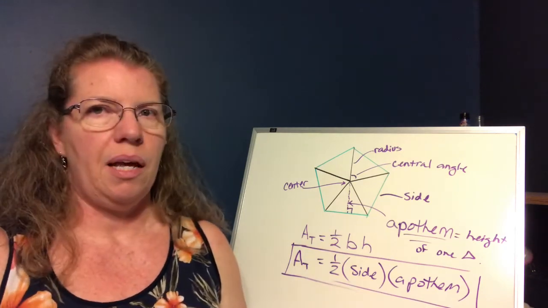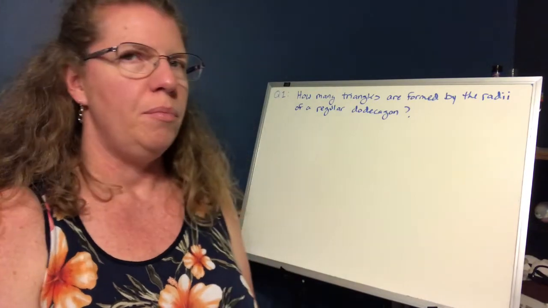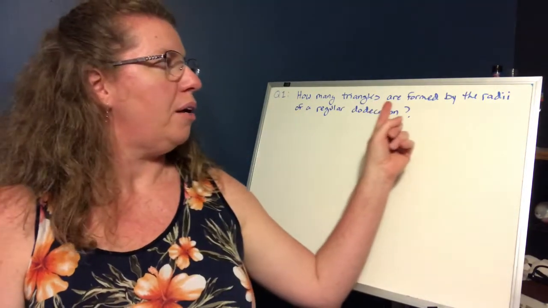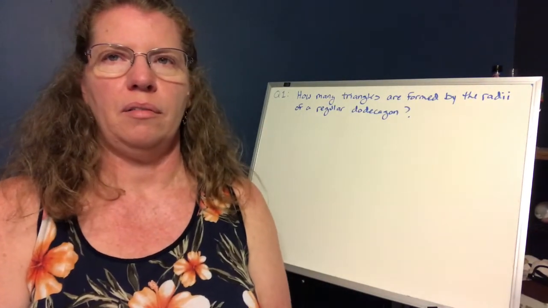So let's take a look at one. We pause for our first question. Please tell me, how many triangles are formed by the radii of a regular dodecagon?